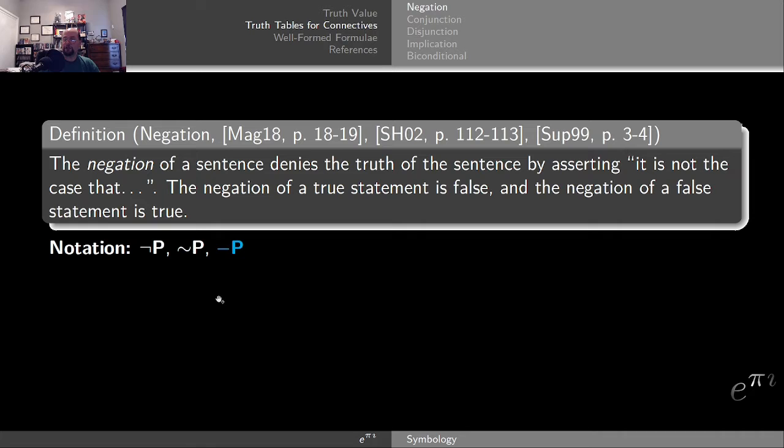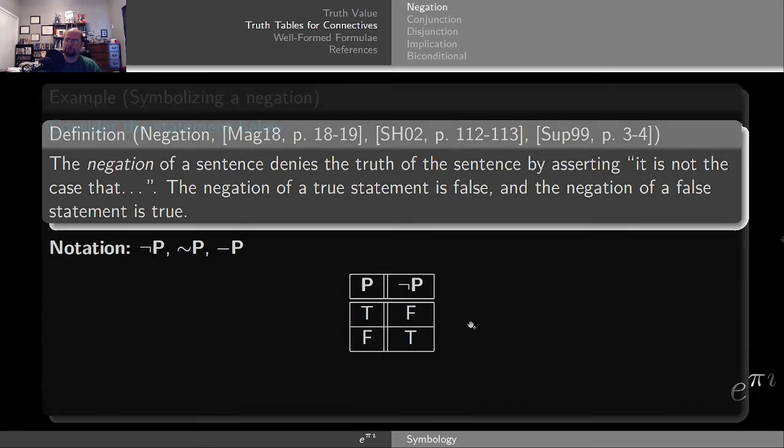If I want to write a truth table for this, here's how I would do it. I could write in P as my input and negation of P as being my output. If P is true, negation of P is false, as stated above. If P is false, then negation of P is true, as again stated above. So here's a complete truth table for the negation.